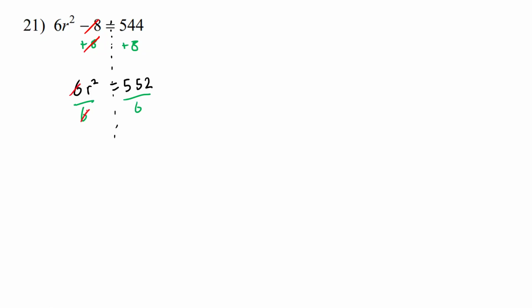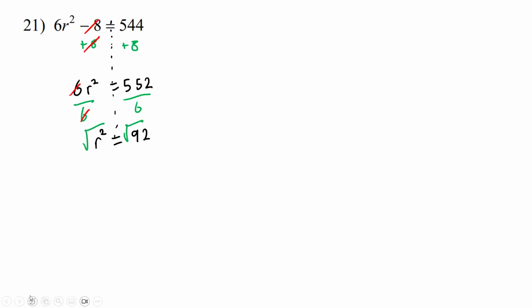Times 6 divided by 6 cancels out. I'm going to use a calculator on this one real quick. 552 divided by 6 comes out to 92. So R is equal to 92. Oh, R squared, excuse me. Last step is to take the square root.